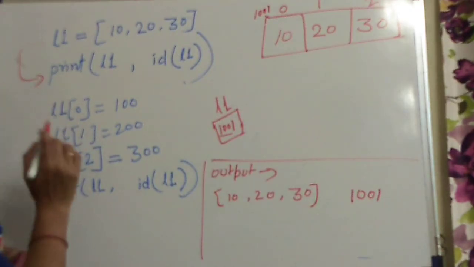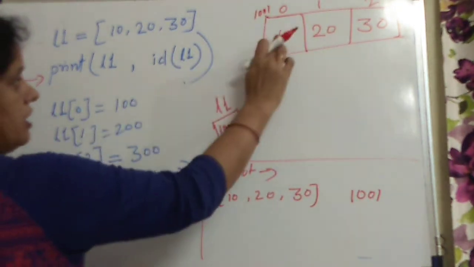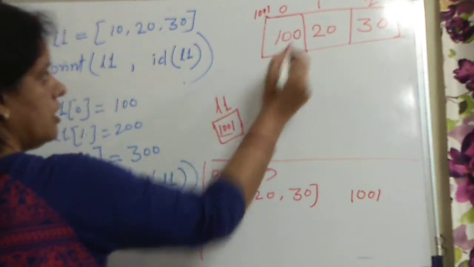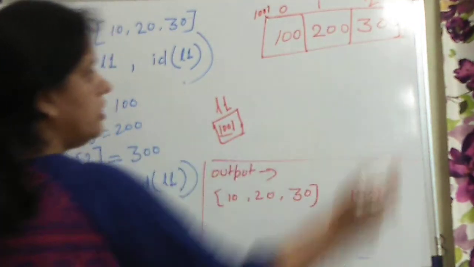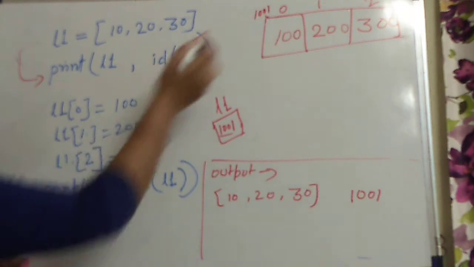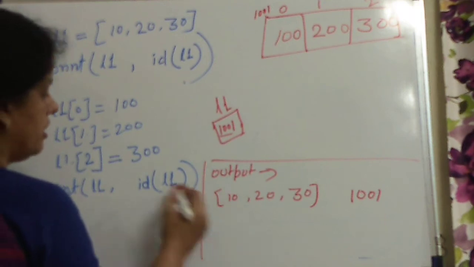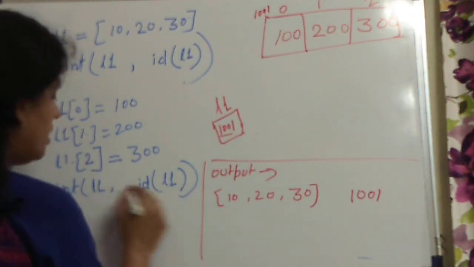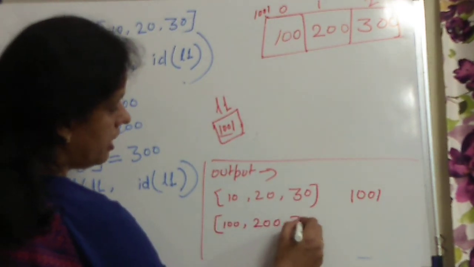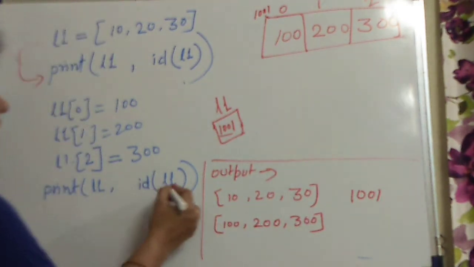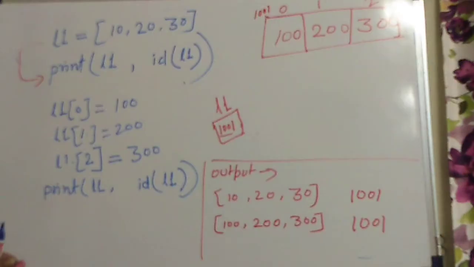Clear? Now come to L1 at index 0, which will hold 100. So this 100 will be assigned to this area, 200 will be assigned here, and this will hold 300. Each index will hold its value. Now again you print L1 and ID of L1. You will see the values have changed to 100, 200 and 300, and in ID of L1 you will see that the address has not changed.